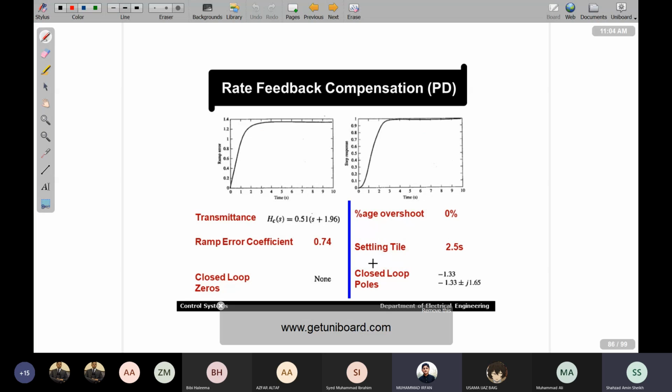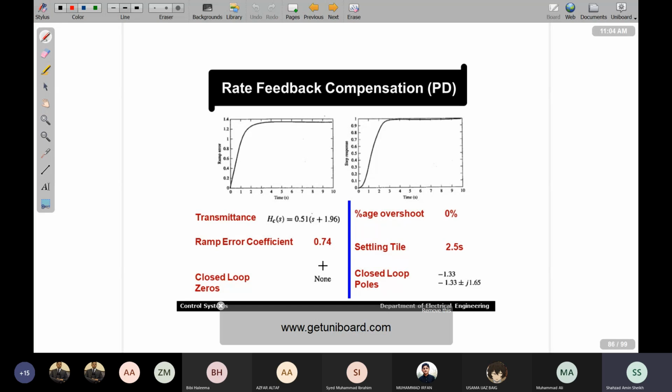So if we see, the ramp error and the step response are given in this figure. The settling time for the step response is 2.5 seconds with no overshoot in this case, which is an improvement over the uncompensated system. The steady state error and settling time are close to those of the cascade lead compensated system. So we can conclude that the rate feedback system has improved stability and better steady state performance, and at this point we can end our design because we have obtained our performance characteristics.